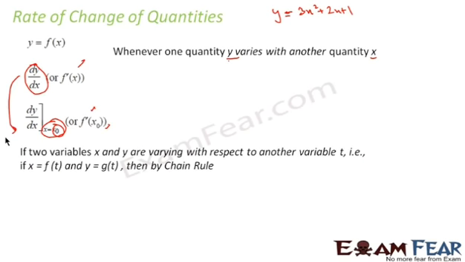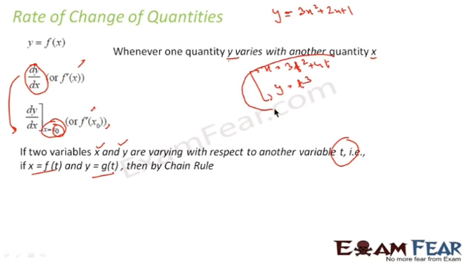Also, if you have two variables where x and y vary with respect to t, x and y are not directly linked, but they are indirectly linked with respect to t, where x is equal to f(t) and y is equal to g(t). For example, say x is equal to 3t square plus 4t, correct? And y is equal to t cube. If you see, x and y look independent, but internally they are dependent because they both depend on t, correct? So in that case, I can use this formula.